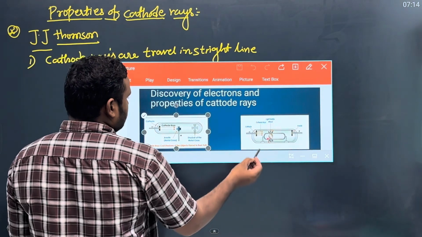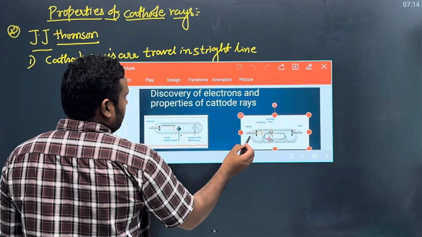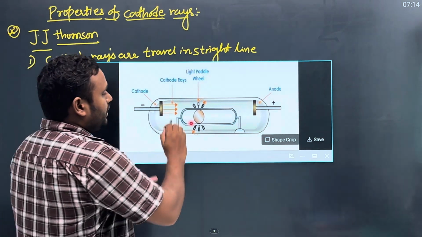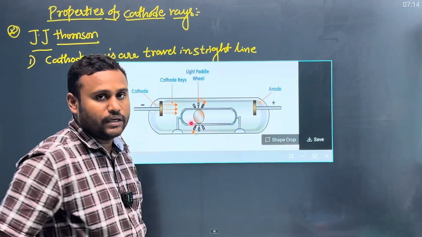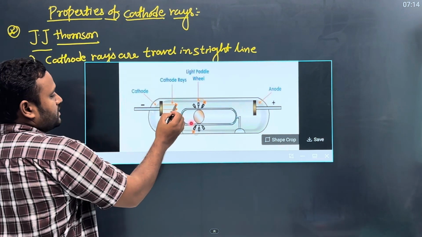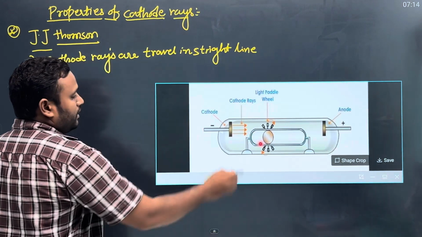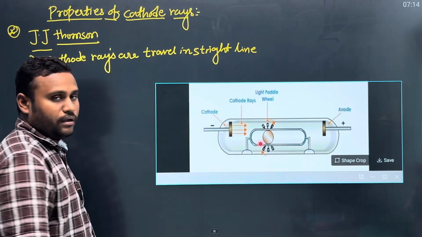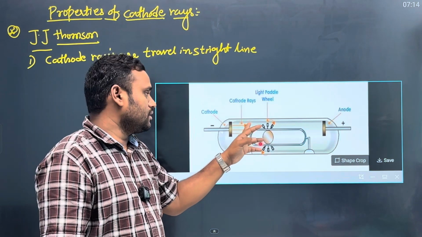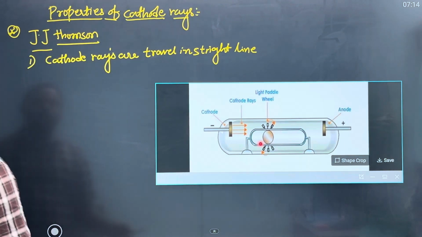Next, cathode rays can rotate a light paddle wheel. A light paddle wheel placed in the path of the cathode rays can be rotated by them. This is the phenomenon we are going to observe.